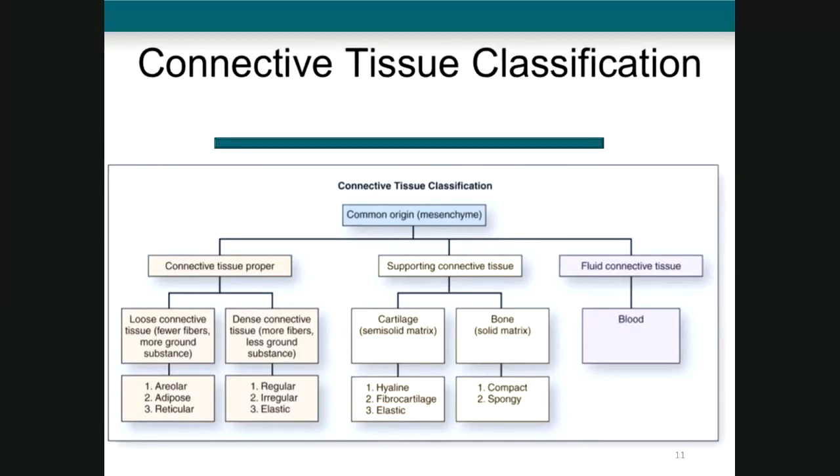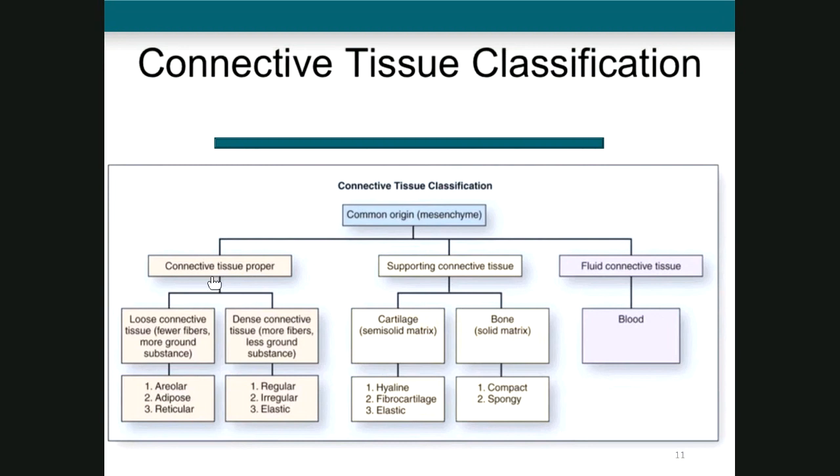So let's look at the classifications of connective tissue. The common origin is the mesenchyme. And then from the mesenchyme, it's going to develop into connective tissue proper, supporting connective tissue, and fluid connective tissue. So we're going to divide each of these up in categories and look at each of these in more detail.